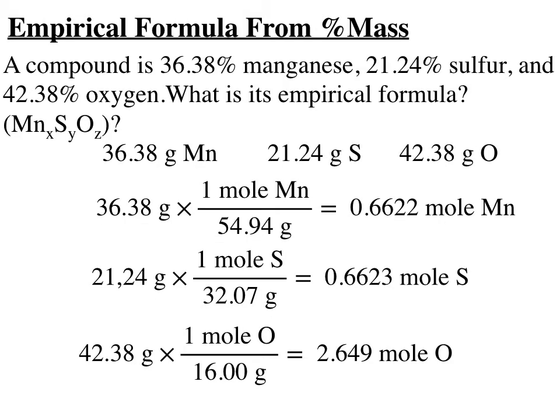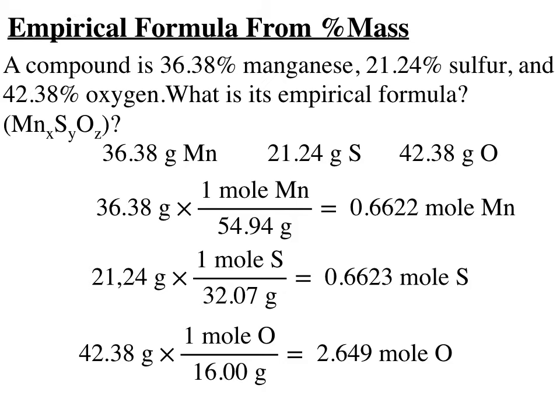We can use percent by mass to determine the empirical formula of a compound, kind of going in reverse if you like. Let's consider we have a compound that's 36.3% manganese, 21.24% sulfur, and 42.3% oxygen. So how can we find the empirical formula from that? Well, percent means out of 100. So let's just suppose we have 100 grams of the compound.